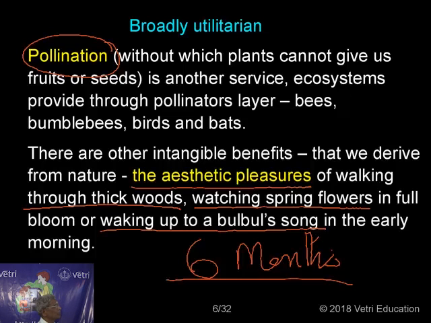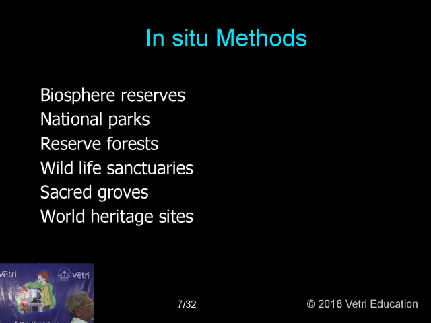So these are all some of the benefits that we are deriving from nature, plants and animals. So we have to take some measures to conserve the plants. This conservation is divided into two categories: in situ conservation and ex situ conservation. In the in situ conservation, we are going to discuss biosphere reserves, national parks, reserve forests, wildlife sanctuaries, sacred groves, world heritage sites. So that means first they are natural structures.